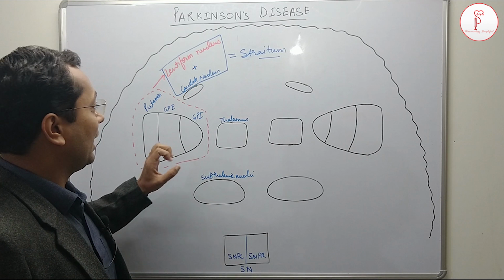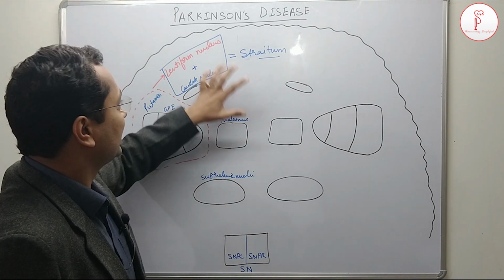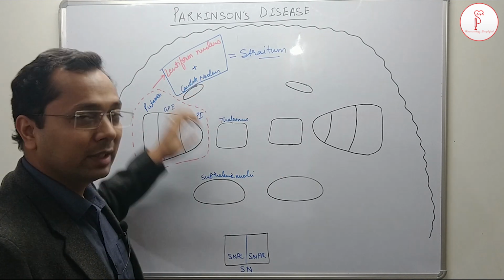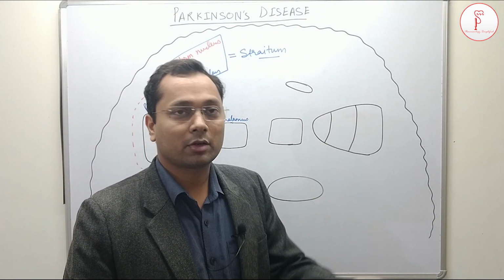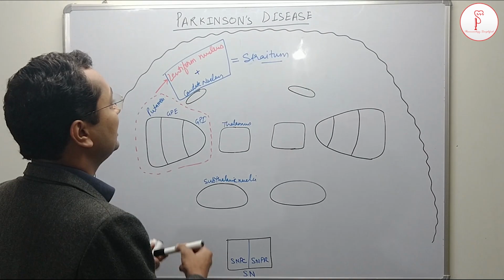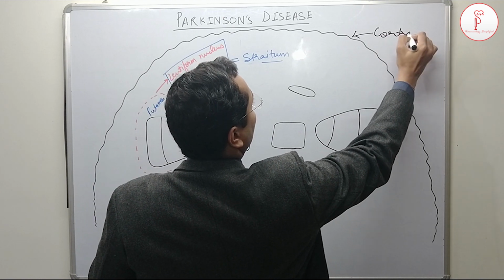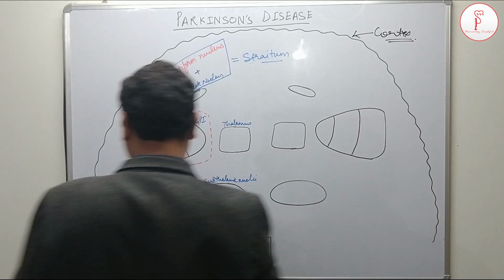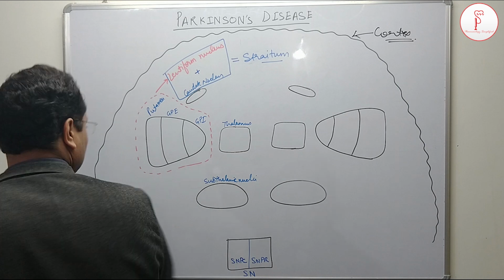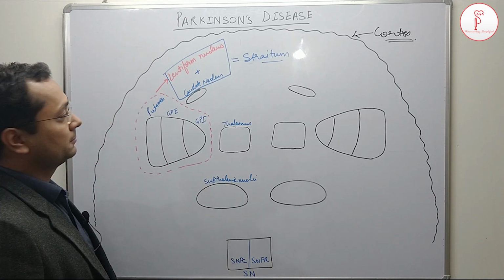So I would say you write all these names because I would need to clear them off before I can draw the neuronal pathways. And yes, needless to mention, this is the cortex. This is the cortex. So you please write down these names. Please mention the nomenclature.